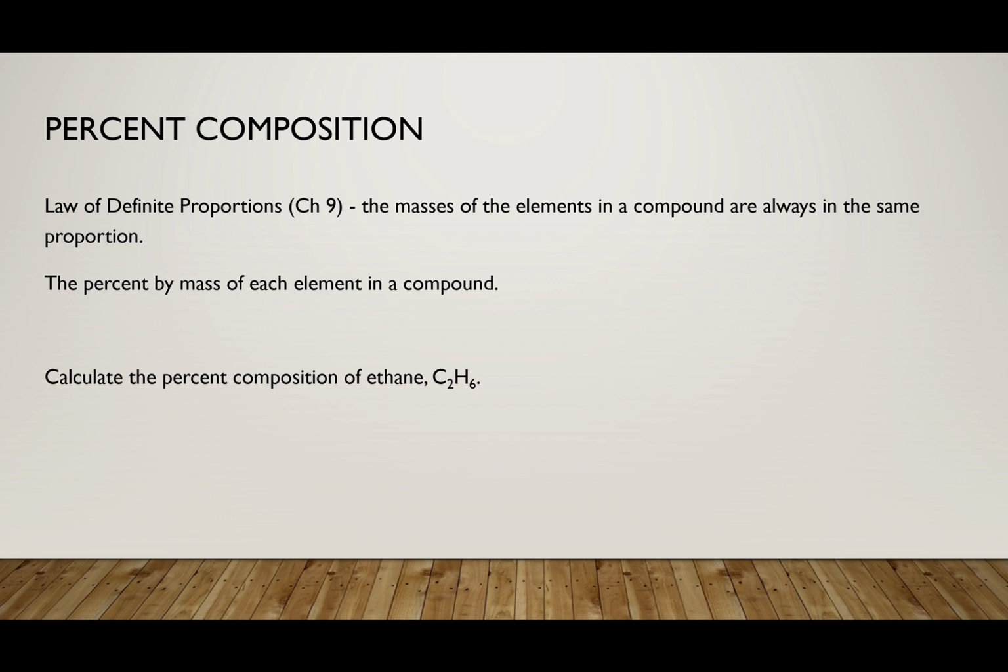So it is really just the mass of an element out of the entire thing. If we wanted to express it as an equation, percent composition is a percentage: the total mass of an element divided by the total mass of the compound, and of course multiplied by 100 to make it a percentage. Let's see an example of how to calculate percent composition.